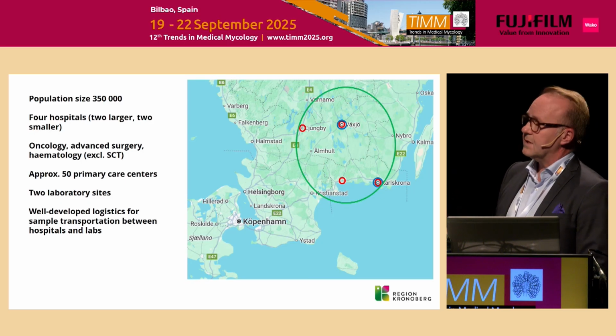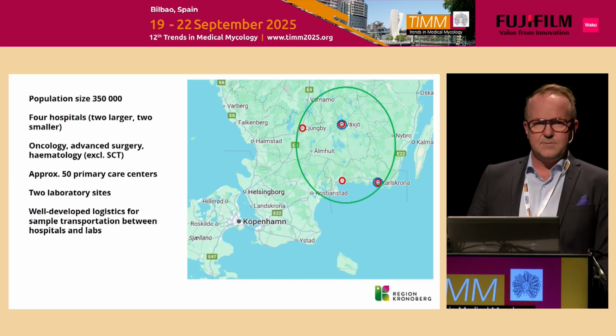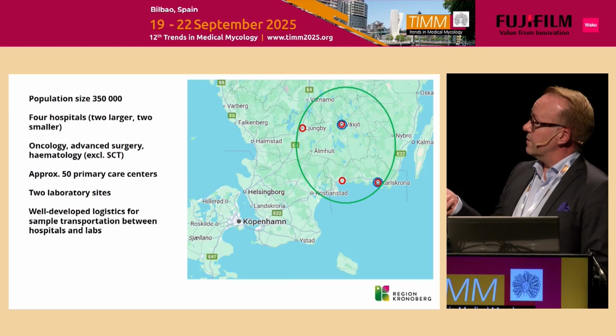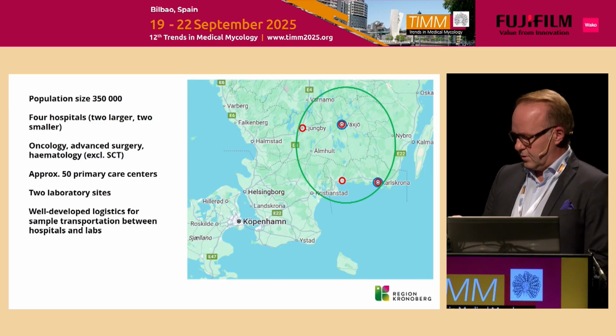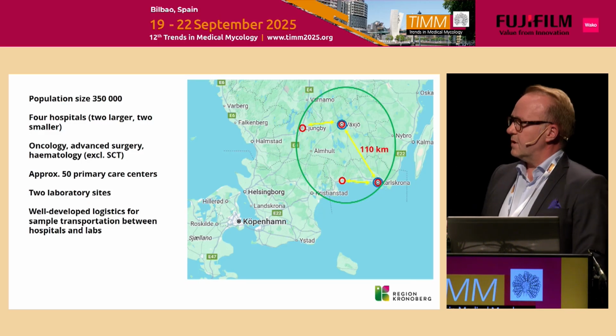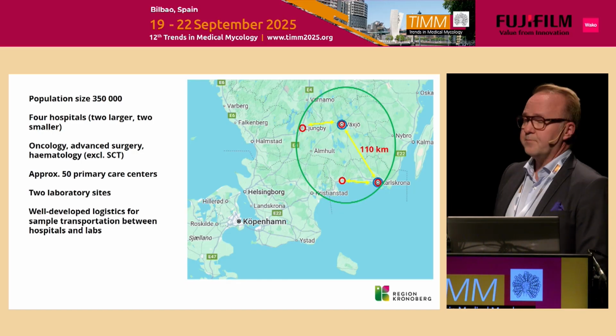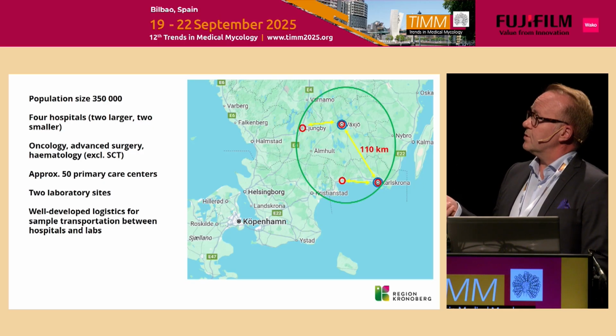Our laboratories are on 2 different sites. The basic diagnostics are available on both sites, but specialized diagnostics are allocated to one of them. And that means that we need to compensate by having well-developed logistics for transportation of samples. The distance between these 2 cities is 110 kilometers. And then we also have the smaller hospitals here.